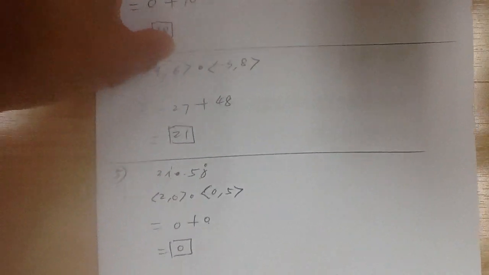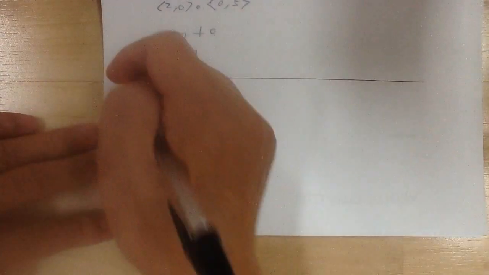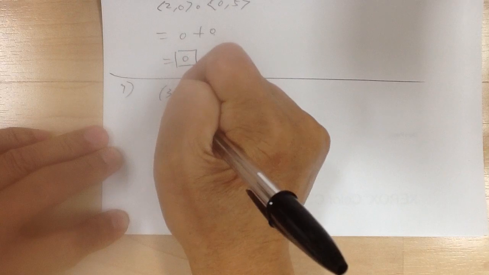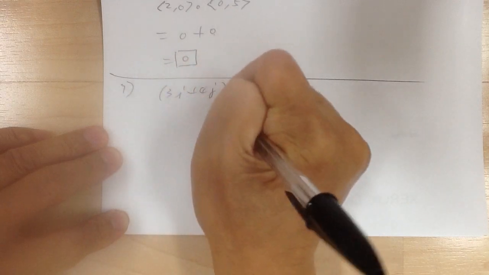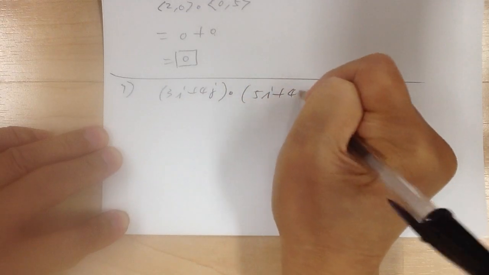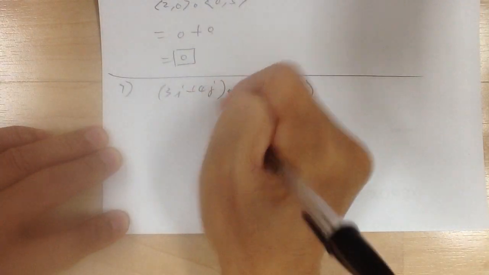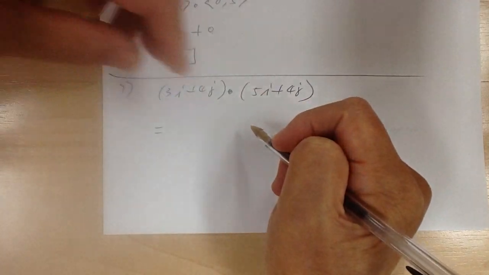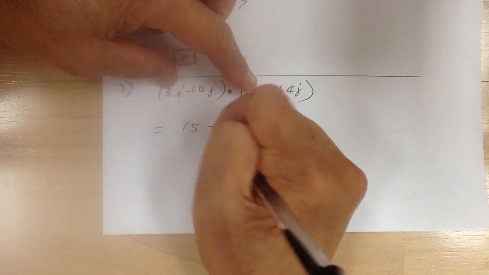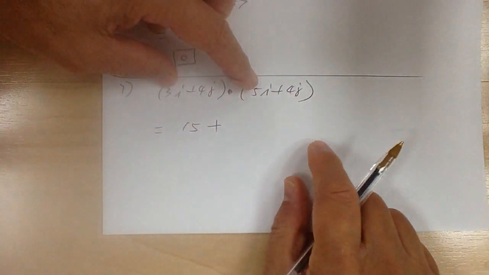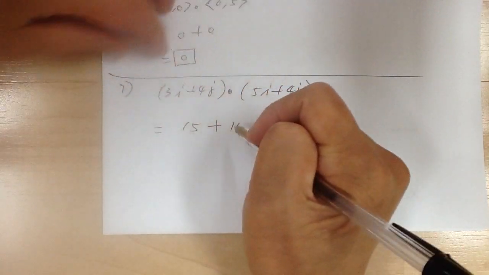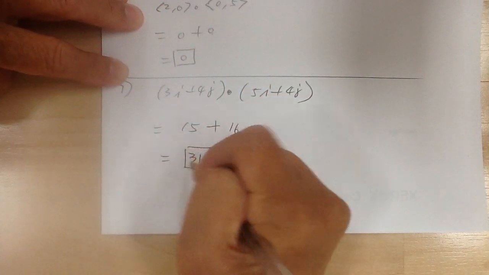Okay, number 7. You got 3i plus 4j dot 5i plus 4j. Again, when you're doing the dot product, multiply the corresponding components. So i times i, 3 times 5 will give you 15. Now, this i and j are just directions. So this will be x direction, y direction. And 4 times 4 will be 16. And so this will equal 31. Okay, and that's it.